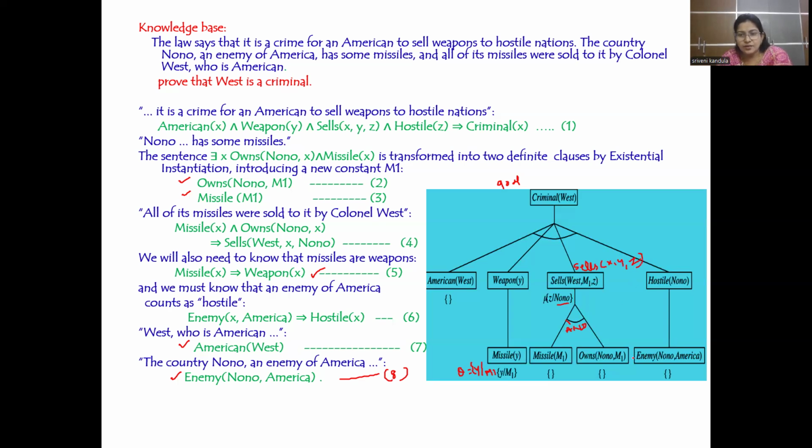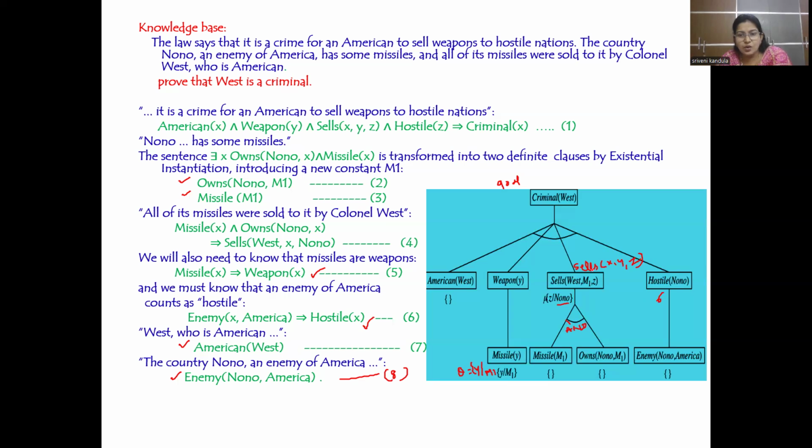Okay, so then associated with this enemy, do we have any other clause? Let us check. Yes, here. If X is an enemy of America, then he is hostile. So here we are saying that Nono is an enemy of America. So I can say Nono is hostile. So from this clause, from 6, I am proving this one.